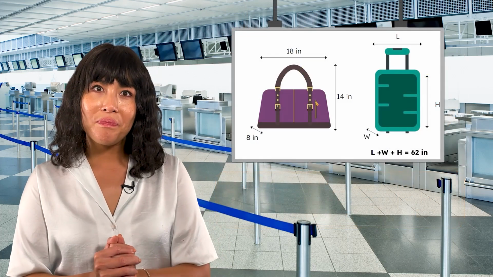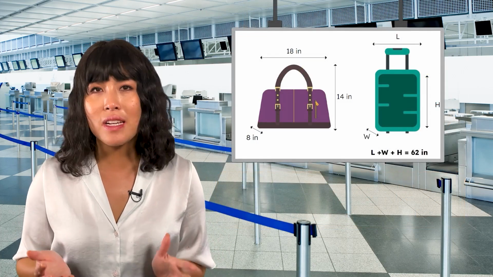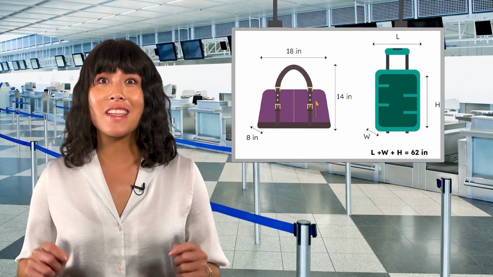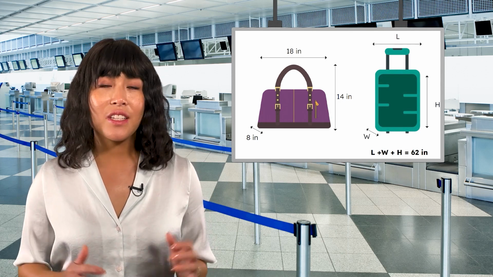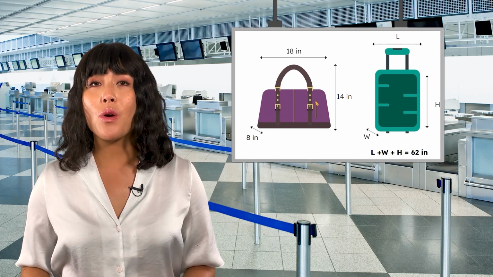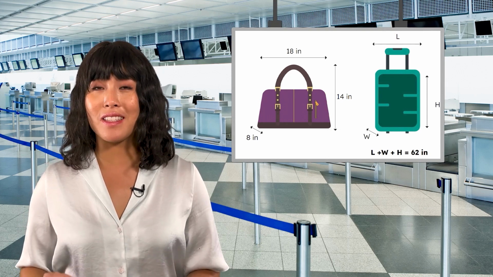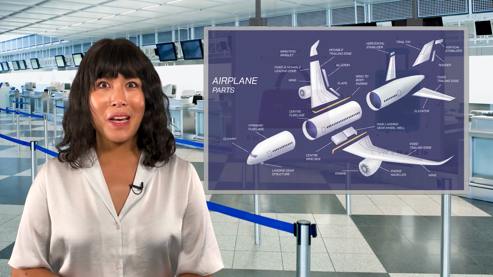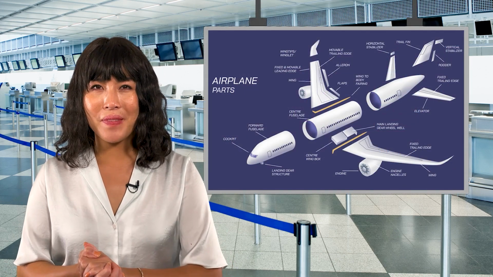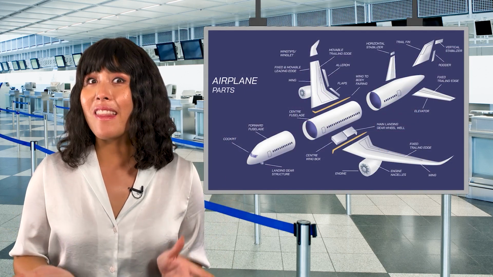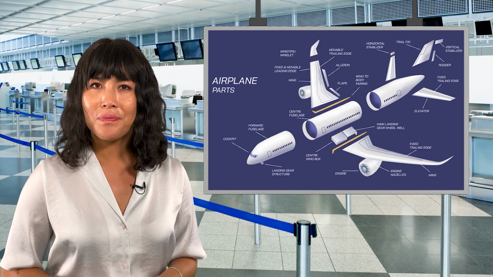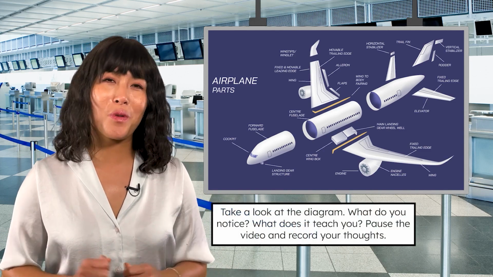Look at this one. I was wondering how big my bags could be on this flight, and this diagram gives me the answer. It uses number labels to show the exact measurements for carry-on bags and personal bags. Let's look at one more. Okay, what do you notice about this diagram? What does it teach you? Pause the video and record your thoughts.